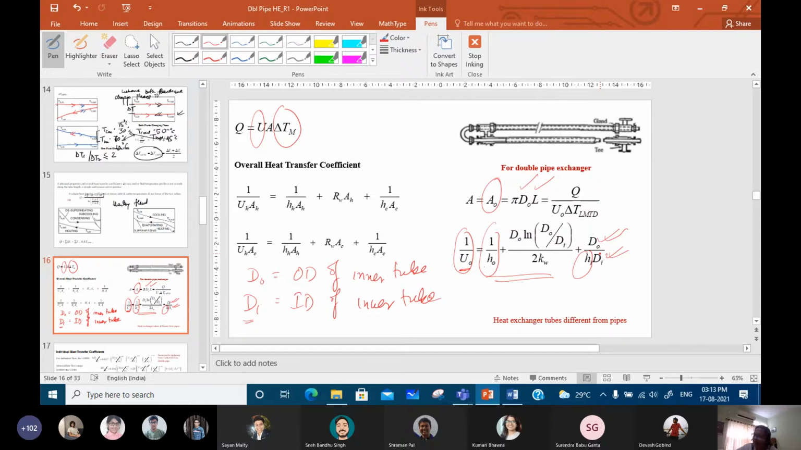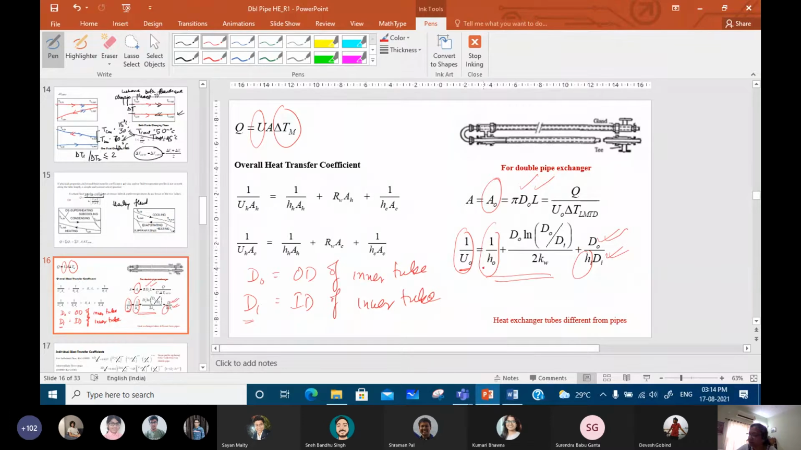Do you understand? This becomes an iterative procedure. And remember, most of the designs are iterative in nature. So how to proceed, can you tell me? Because unless you find UO, you cannot find AO, or rather you cannot find DO and L. But to find out UO, the overall heat transfer coefficient based on the outer surface of the inner pipe, you need to know DO and DI from this expression.